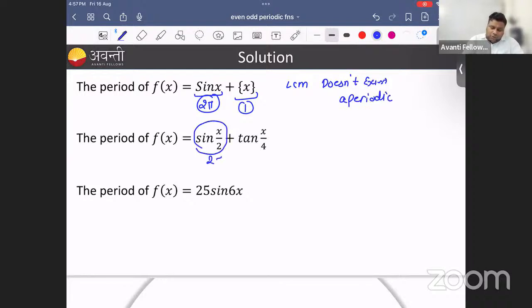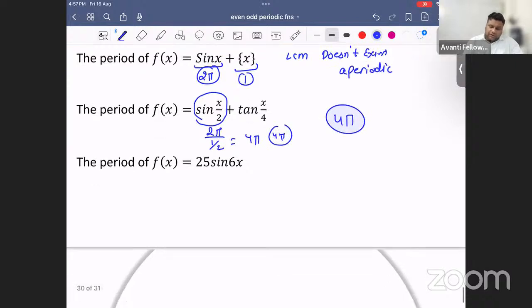Now sin x by 2. What is the period? 2 pi upon 1 by 2. That is 4 pi. Tan x by 4: pi upon 1 by 4. That is also 4 pi. So the overall period is going to be 4 pi. Now 25 times sin 6x. The period is going to be what? 2 pi upon 6. That is pi by 3. Got it?